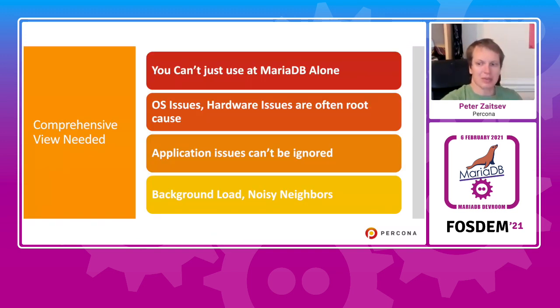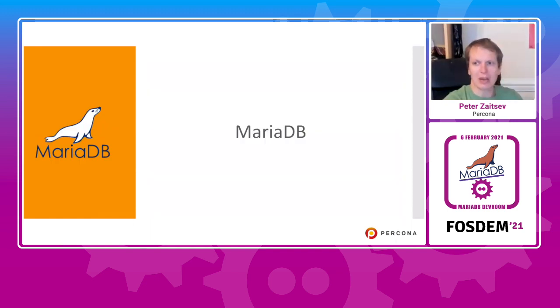Now, what is also important as a background for observability is that you cannot just look at MariaDB alone, because operating system issues and hardware issues would often be the root cause of your problems. You also cannot ignore application issues or various other background issues, like in cloud virtualized environments, maybe it is noisy neighbors which are giving you trouble and not your application itself. Well, with that very brief intro on why observability is important, let's talk about MariaDB.